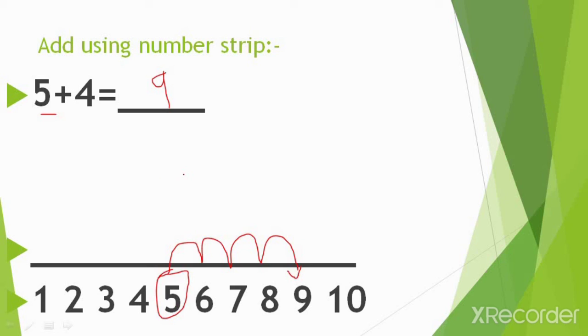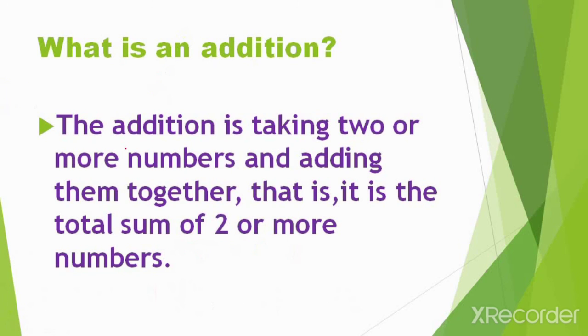Understand? Do you remember this? I hope you all understand. Now let's take a quick recap of what we have learned today. We have learned what addition is. I would like to repeat this. Addition is taking 2 or more numbers and adding them together. That is, it is the total sum of 2 or more numbers.